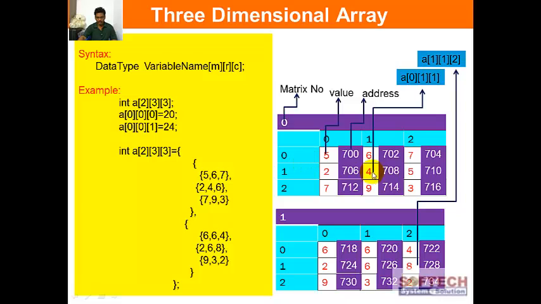If we want to access a value, this is a location. What is the location of this? The variable name is a, the matrix number is 0, the first row, the first column: a[0][1][1]. What is the location of this? The variable name is a, the matrix number is 1, the row is 1, the column is 2: a[1][1][2]. This is the location.